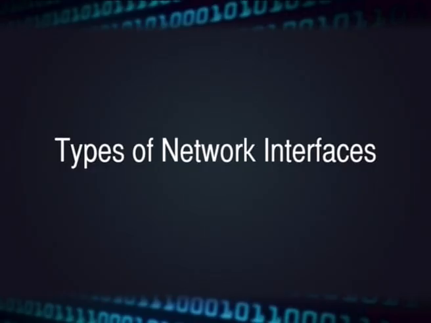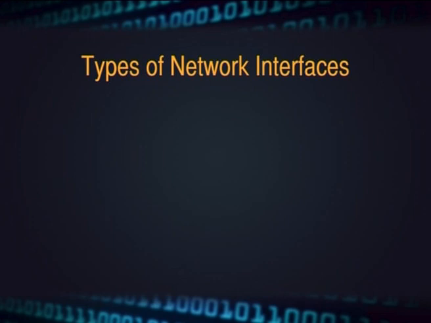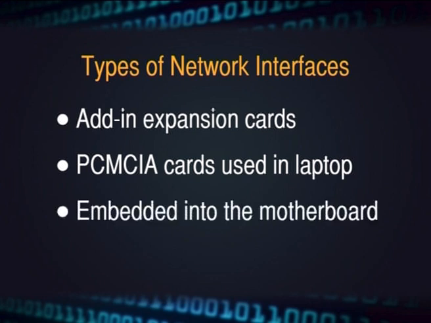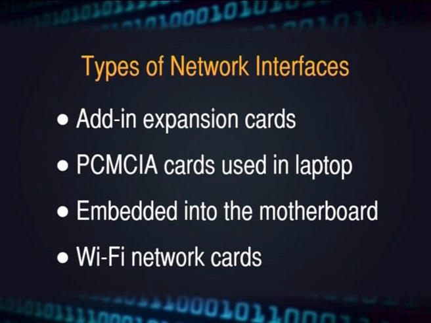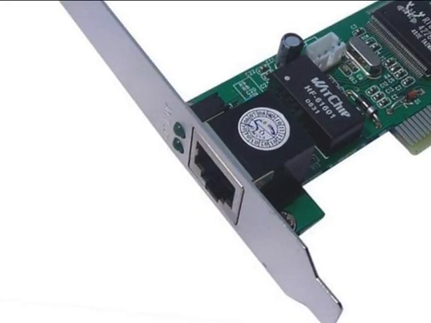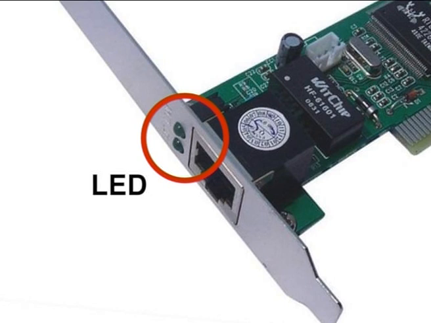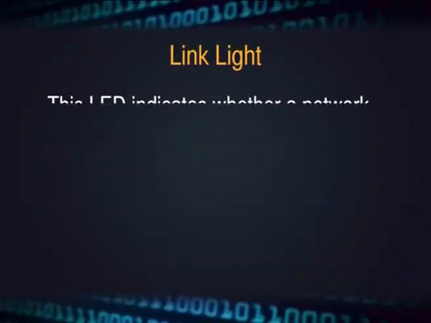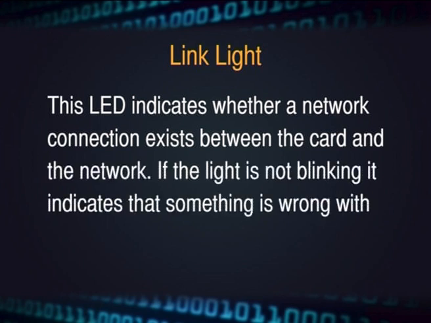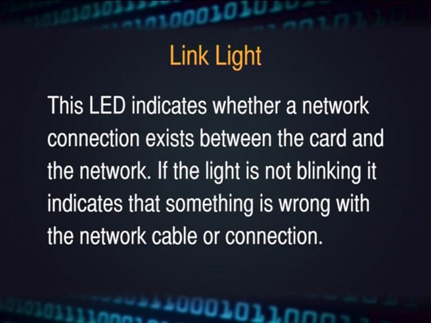Types of network interfaces. Network interfaces come as add-in expansion cards, PCMCIA cards used in laptop, embedded into the motherboard, and Wi-Fi network cards. Mostly it is seen that when an NIC is plugged in the computer, a network interface typically has at least two LEDs that indicate certain conditions. These conditions are link light. This LED indicates whether a network connection exists between the card and the network. If the light is not blinking, it indicates that something is wrong with the network cable or connection.